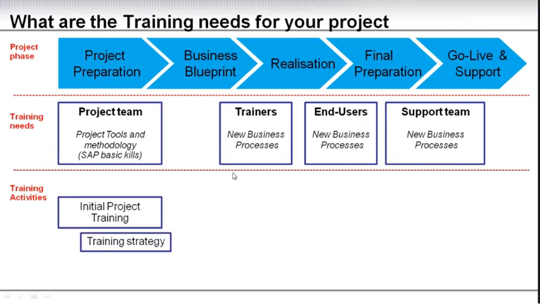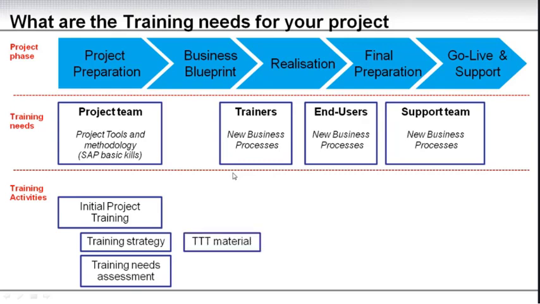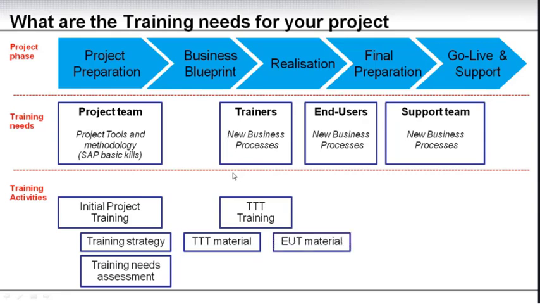So the training activities to achieve these training needs are, in the beginning, initial project training, and it's documented in the training strategy. And you need to have a training needs assessment, where you determine what training needs you specifically have to plan for and prepare. Once you know that, you then need to build the train the trainer material and arrange train the trainer training. This is training of the trainers. And the trainers then need to prepare end user training material and arrange end user training.